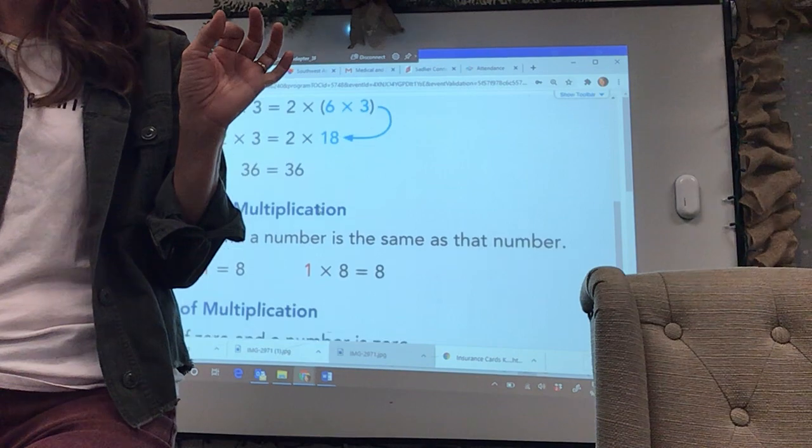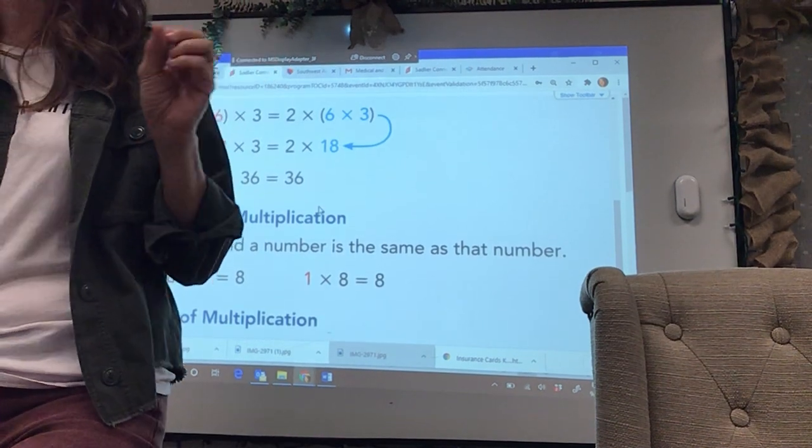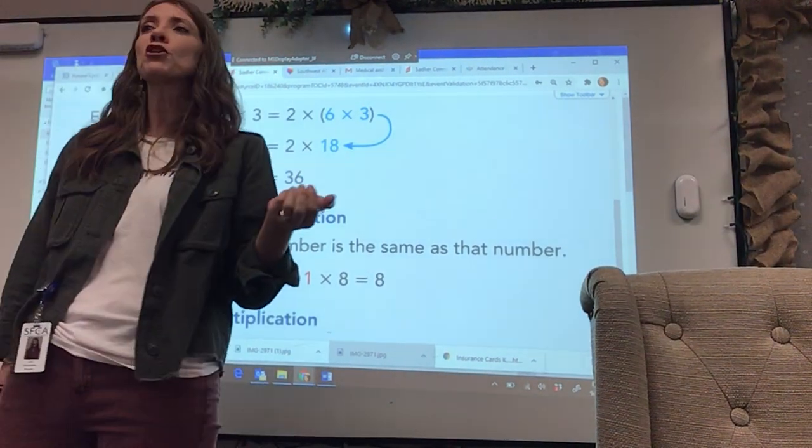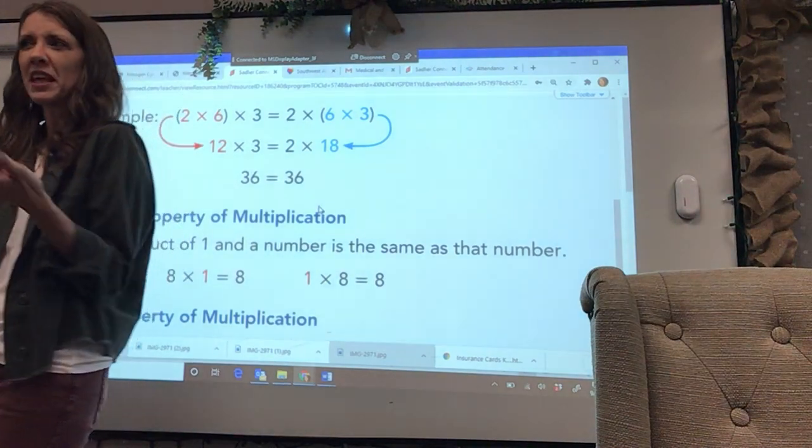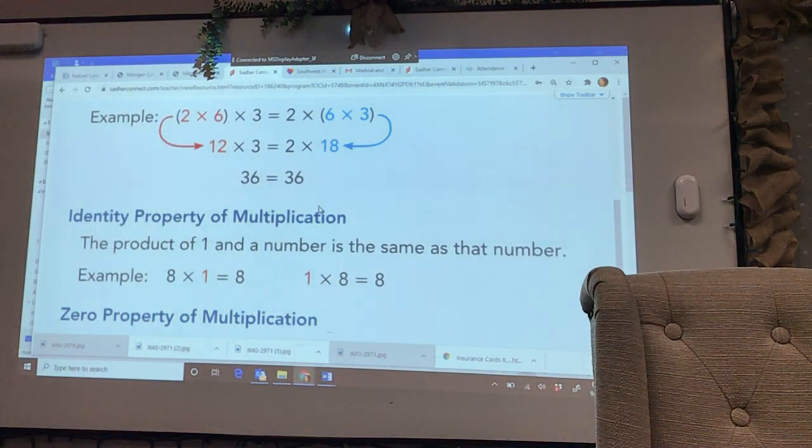The zero property of multiplication. Actually, we had a zero property of addition too. What do you think the zero property of multiplication would be? Think about it. Everybody think in your mind, if there's a zero property of multiplication, what do you think it says? What do you think the rule is? Romy, you want to take a stab at it?